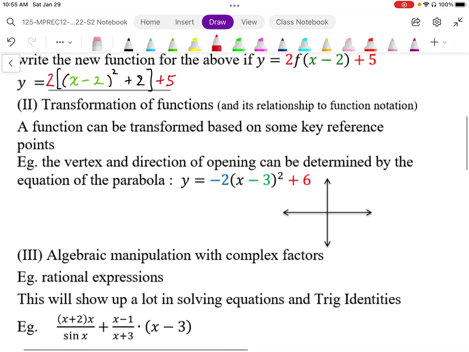Now, the other thing that we want to understand is transformation of functions and how it relates to function notation. So we're going to start with a reference of a parabola that we've already dealt with. When we transform functions, we want to transform some key reference points. For a parabola, that's the vertex. So when we have this parabola, negative 2 times x minus 3 squared plus 6, we learned in grade 11 that we can find the vertex based on that minus 3 plus 6. So we're going to go 1, 2, 3 to the right, 1, 2, 3, 4, 5, 6 up, and that locates the vertex at 3 and 6.